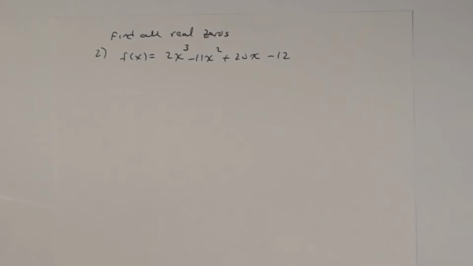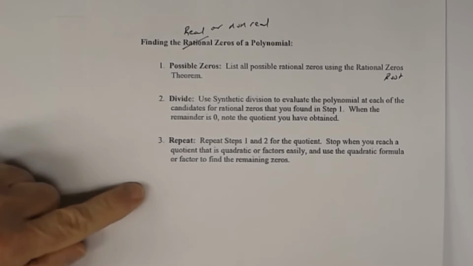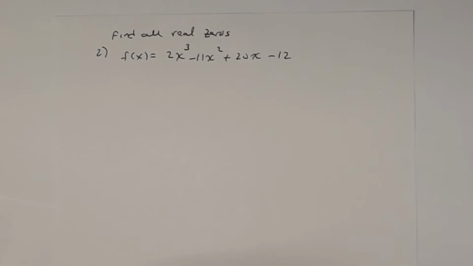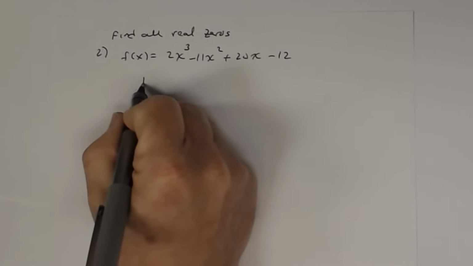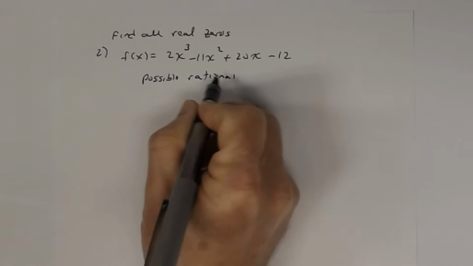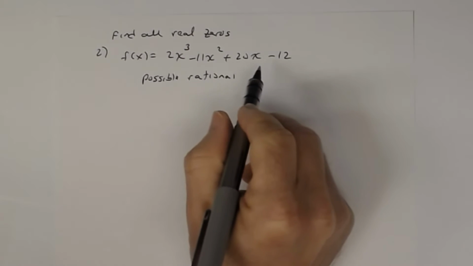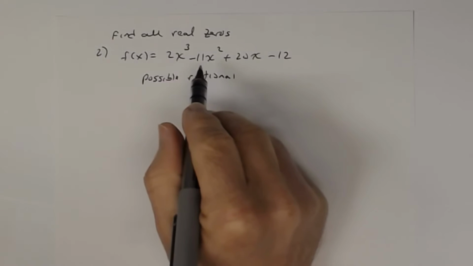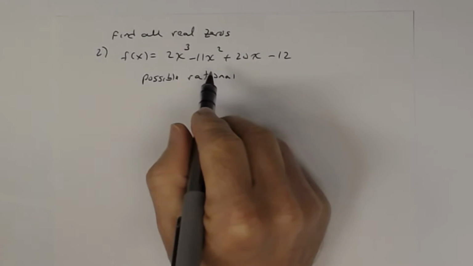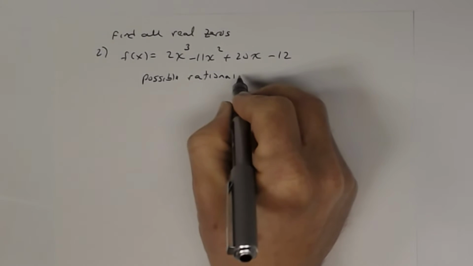All right, so in example 2, we have this cubic function. And let's go ahead and do our steps. So remember, I'm using these steps here. If you need to go back to those steps, just go back to them. The first thing we've got to do is list the possible rational zeros. Now remember, it may not have any rational zeros. They could be non-real or irrational. But let's see if we have any possible rational zeros.